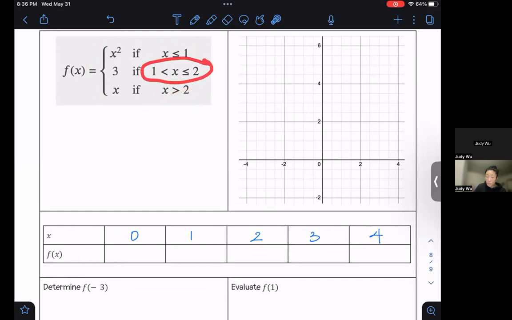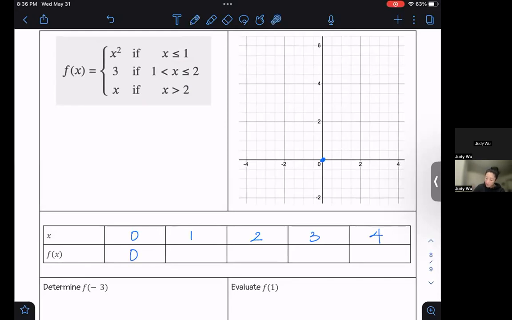0 is not between 1 and 2, so not the middle one. But 0 is less than or equal to 1. So it turns out for this first one, I'm going to use x squared. So 0 is x, 0 squared is 0. That means one of the points on my graph is (0, 0).